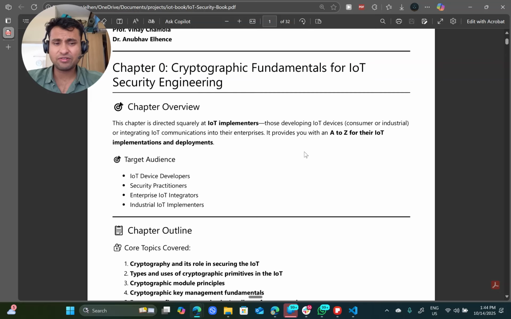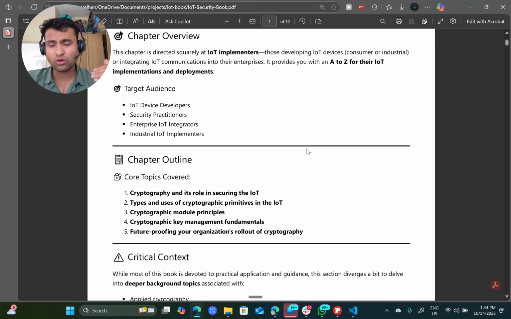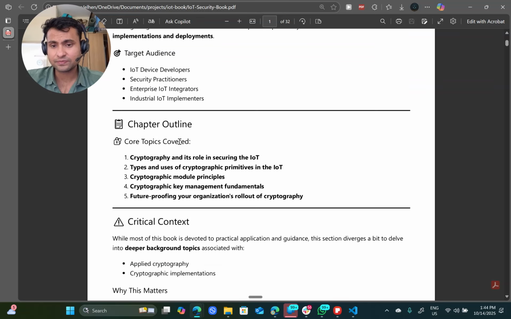And here we will try to provide you with all sorts of information, the prerequisites which are required for having very applied cryptographic and cryptographic implementation strategies on your IoT devices. The target audience will primarily be the IoT device developers, some security practitioners. In fact, we'll try to deal with some concepts of enterprise IoT integrators and industrial IoT implementers.